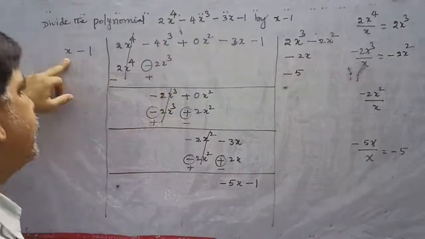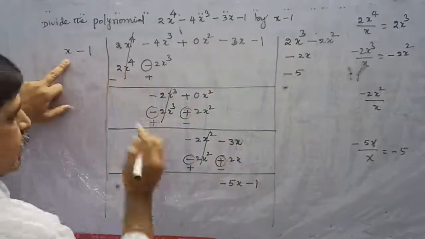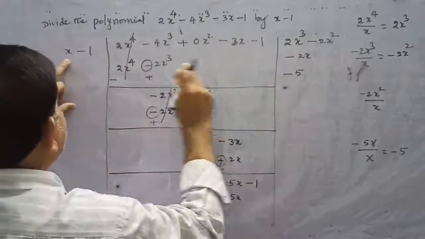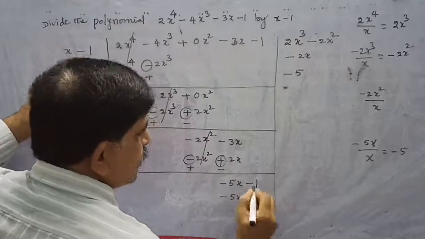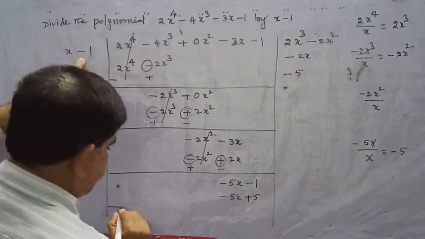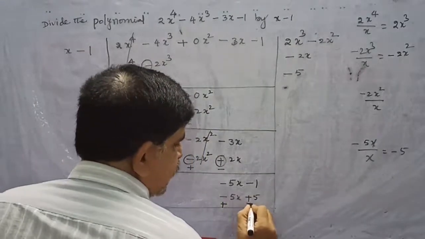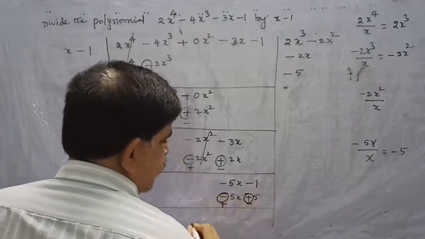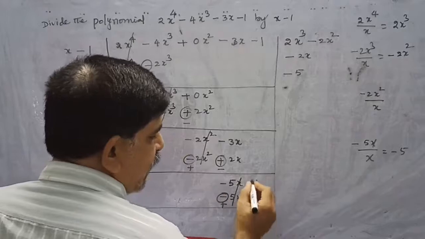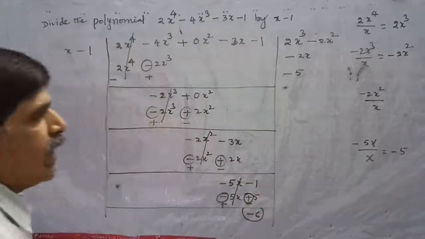Minus 5. Now, multiply this one. Minus 5 into x, minus 5x. Minus into minus, plus 5 into 1, 5. Change the symbols. Plus and this is minus. Minus 5x plus 5x gets cancelled. And this is minus 5 minus 1, minus 6. This is the remainder.